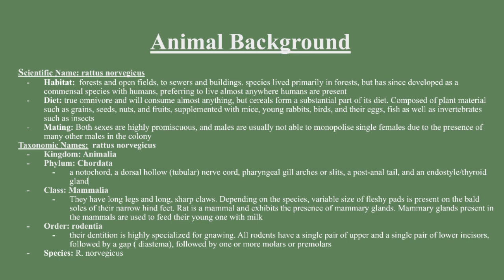and it would also consume compost and plant material such as grains, seeds, nuts, fruits, and fish as well. Its mating habits: both sexes are highly promiscuous, and males are usually not able to monopolize single females due to the presence of many other males in the colony. Its taxonomy name is Rattus.